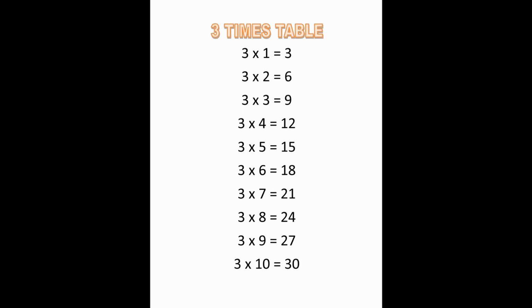3 times 7 is equal to 21. 3 times 8 is equal to 24. 3 times 9 is equal to 27. 3 times 10 is equal to 30.